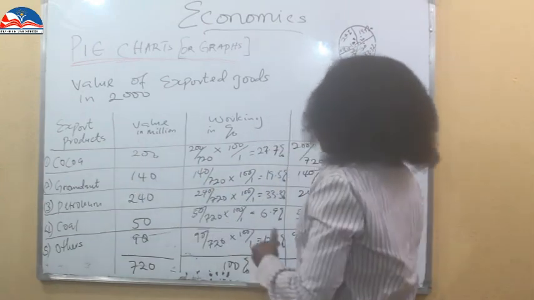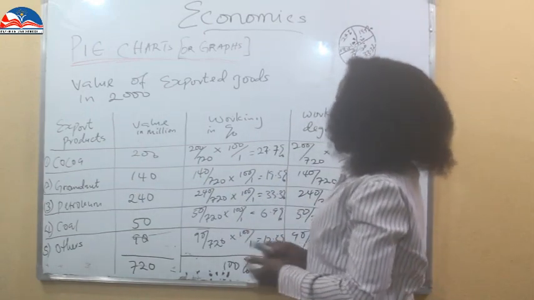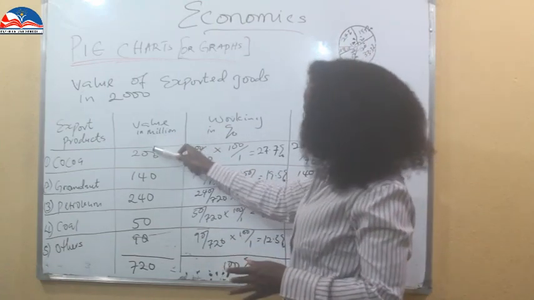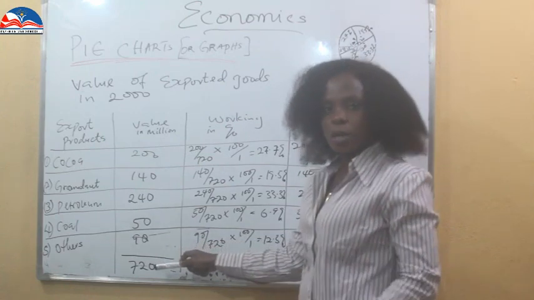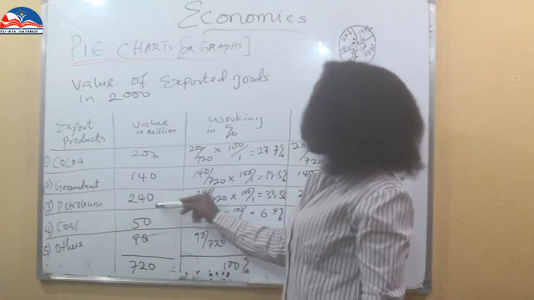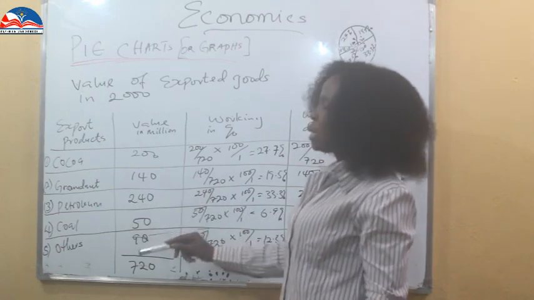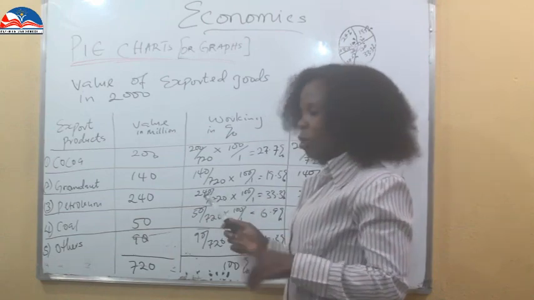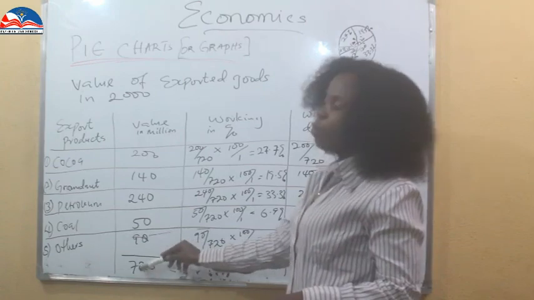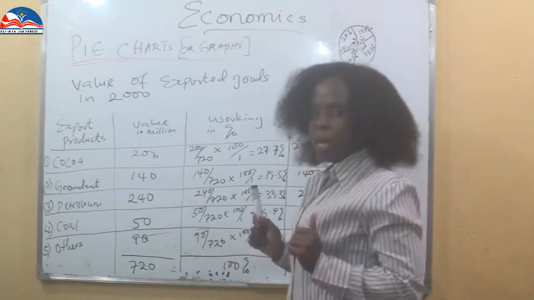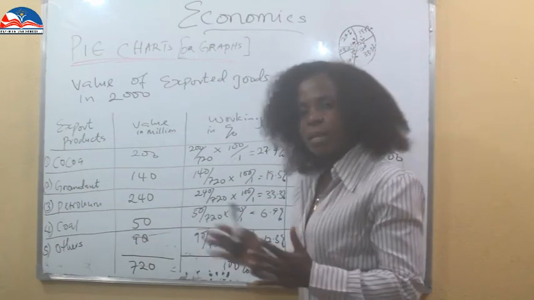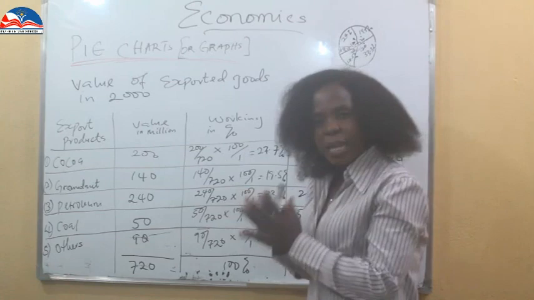For cocoa production, this is the value. Number one thing we will do is sum up the value of these products that were exported. 200 plus 140 plus 240 plus 50 plus 90, all of them indicated in million, so not adding the zeros here will not be a problem. When you add them up, it's going to be 720 million. After summing this, we will take it further to calculate our percentage rate.